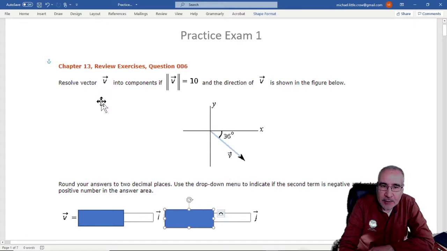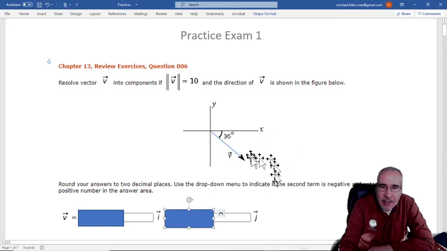This wants us to resolve this vector into its components. It gives us the magnitude, and then we can see the direction of the vector here, the 36 degrees. The picture gives us whether x and y are positive or negative. Obviously x is going to be positive, and y has to be negative because it's coming down into the 4th quadrant. That's what this last little instruction is about. There's a little drop down arrow to put a negative there, and again we can say, yeah, it's going to have a negative.